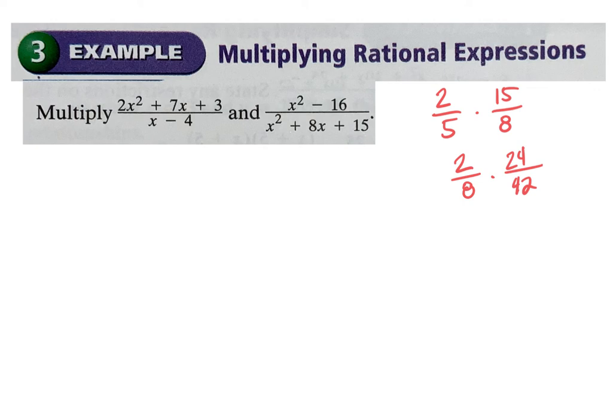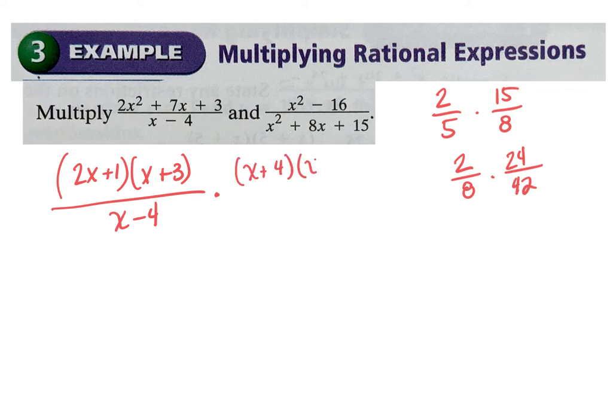So I'm going to factor this first. I'm going to factor this: 2x plus 1. X plus 3. X minus 4 cannot factor. It is already in simplest form. X squared minus 16 is x plus 4, x minus 4. And then x squared plus 8x plus 15 is going to be x plus 3, x plus 5. So my first step is to factor everything. Factor everything when you're multiplying, okay? Then you can start canceling, all right?